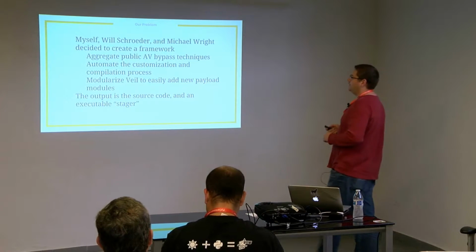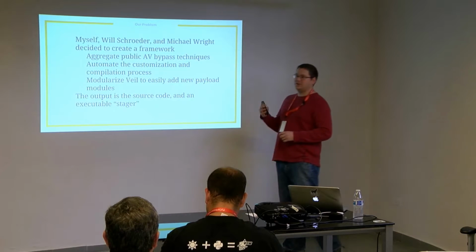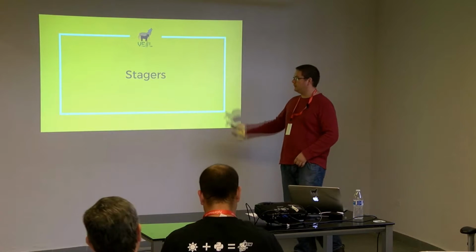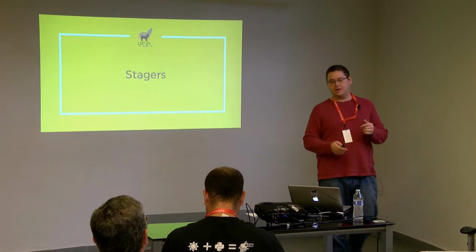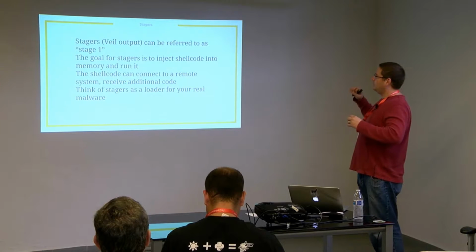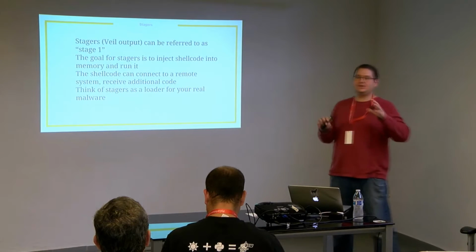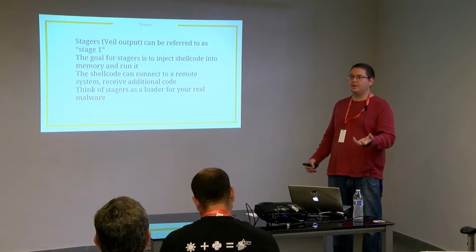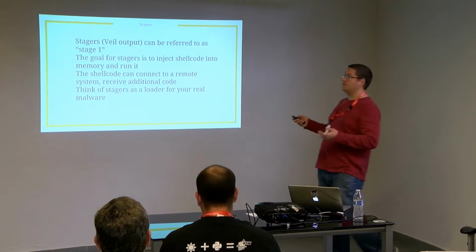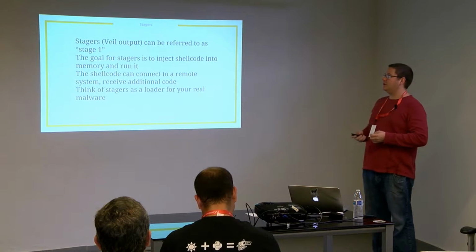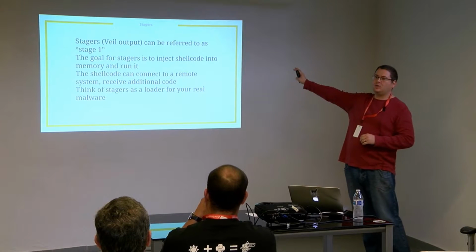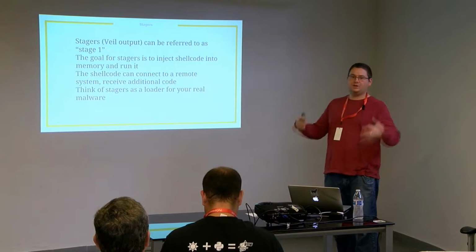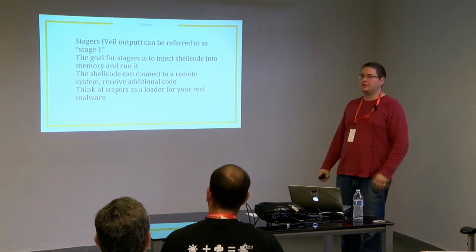The output of Veil is what we call a stager. It's a Windows executable that is a stager. Real quickly now, we'll talk about what a stager is so you can grasp this. Stagers can be referred to as stage 1. Just picture a really tiny Windows program whose only thing, its main goal, is to inject what we call shellcode into memory. I'll show what this is in just a second so you can visualize it. But basically, it's code that injects additional code into memory and runs it.